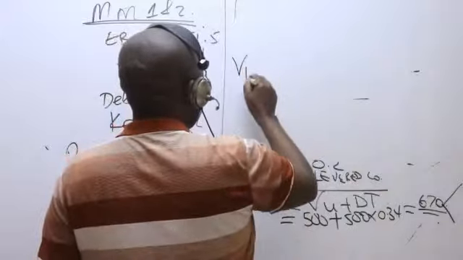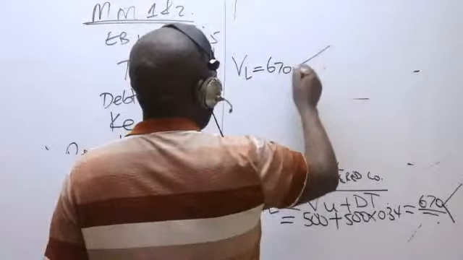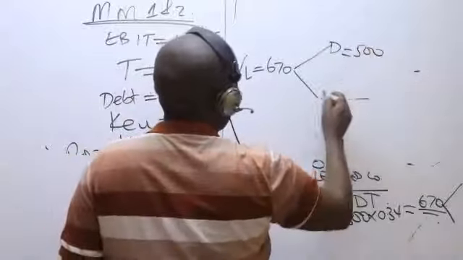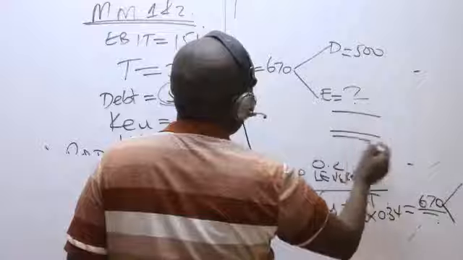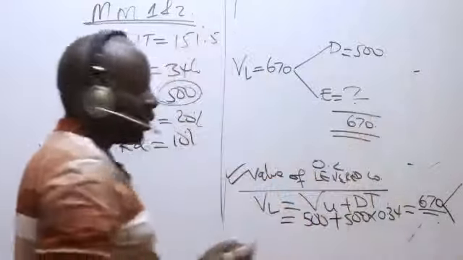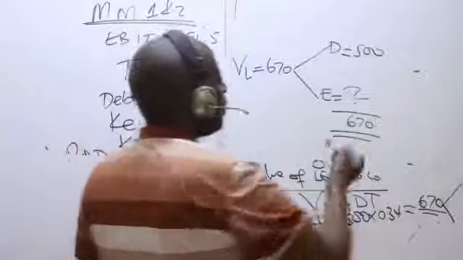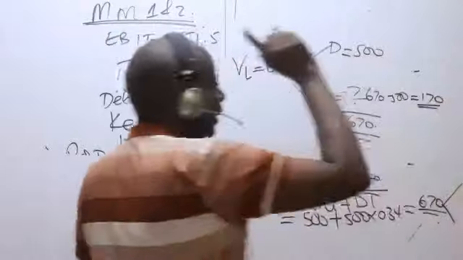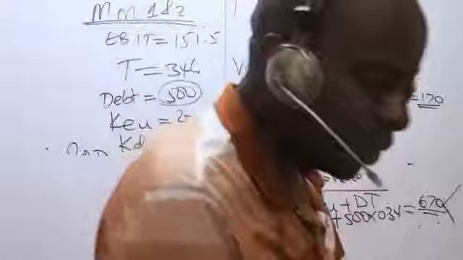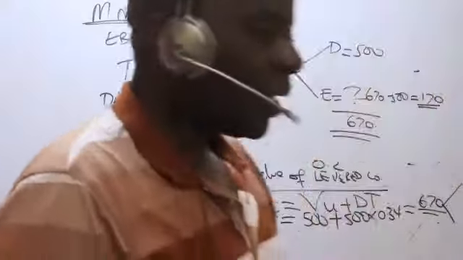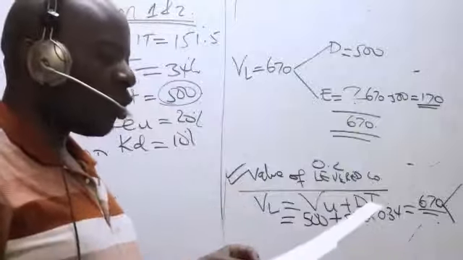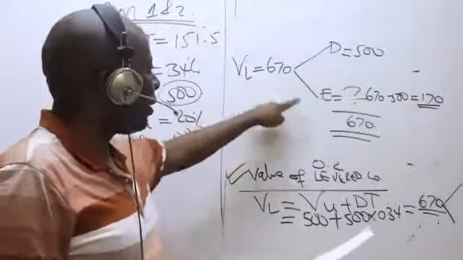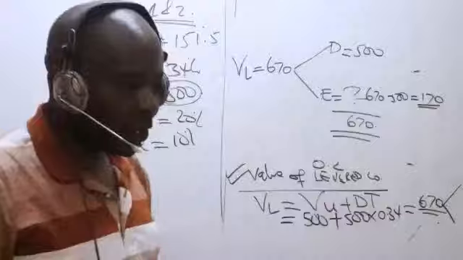So we have here value of levered equals 670. We know that debt in this question has been given as 500. So what will be the value of equity, given that the two must add up to 670? 170. So equity will be 670 minus 500, which gives us 170. That is the first thing that you needed to have done in this question. So what is the value of the levered firm's equity? That was the question. The value of the levered firm's equity is 170.